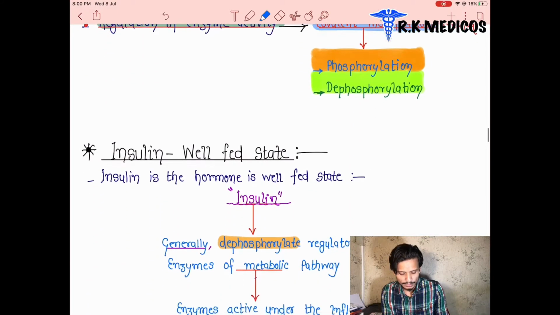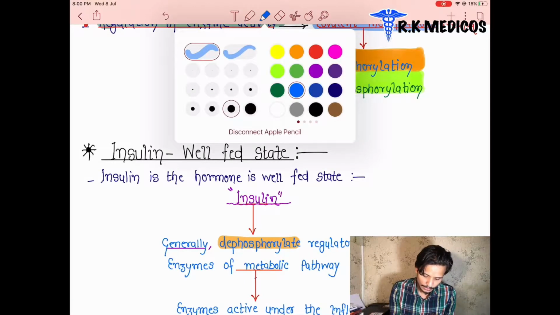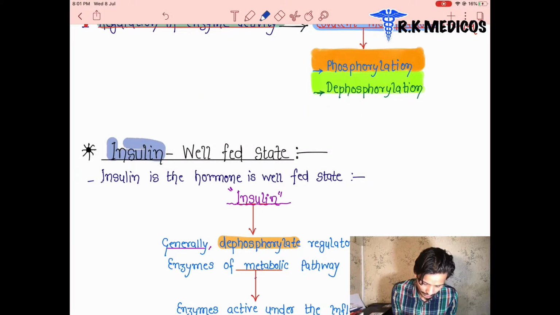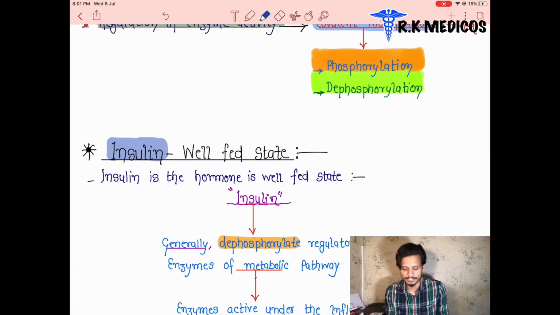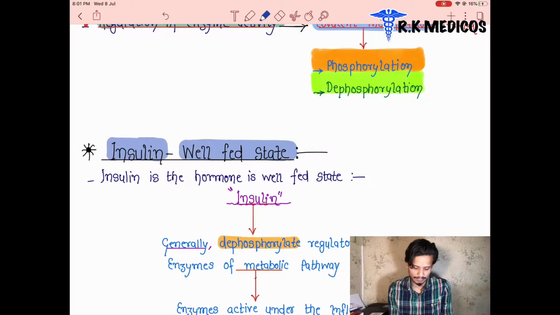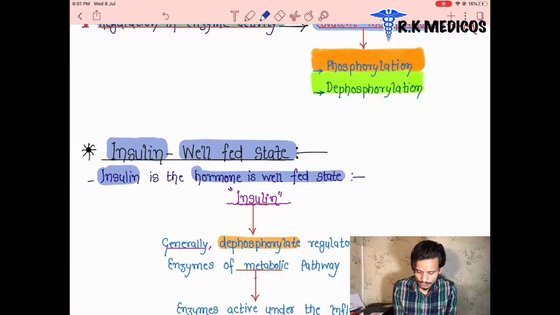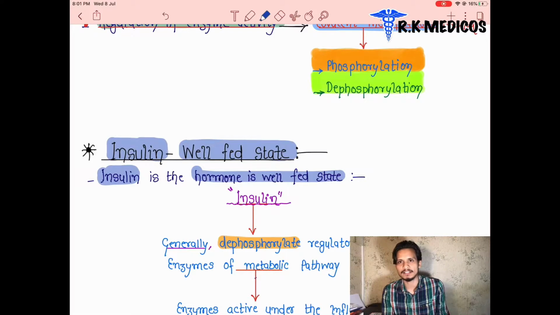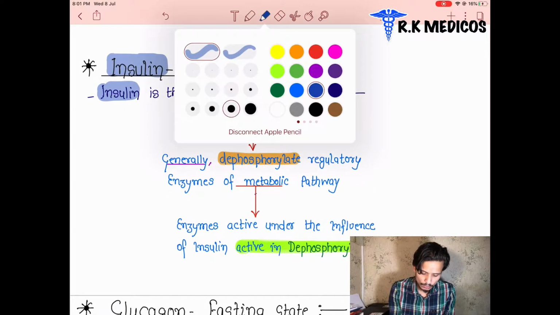Which activity is performed by insulin? Insulin performs dephosphorylation. In which state does insulin show its activity, the well-fed state or the fasting state? Of course, the well-fed state. When the person is full of energy and has more glucose in the blood, insulin is the hormone of the well-fed state. It is also called the well-fed state hormone because it is secreted in our body at the well-fed time.